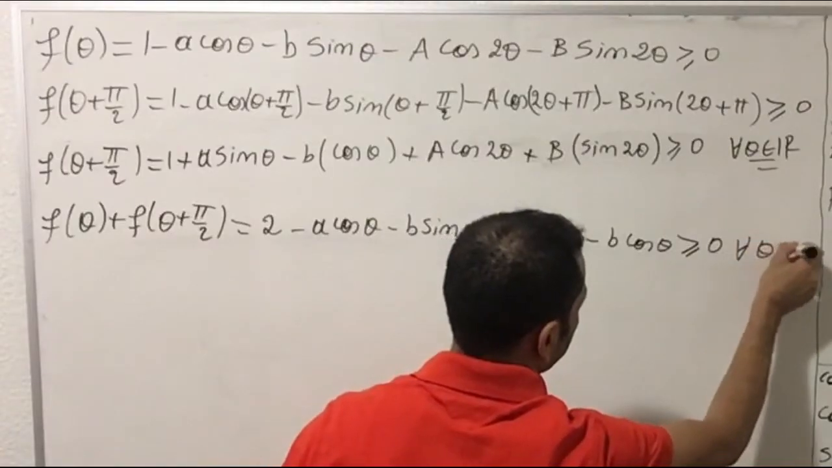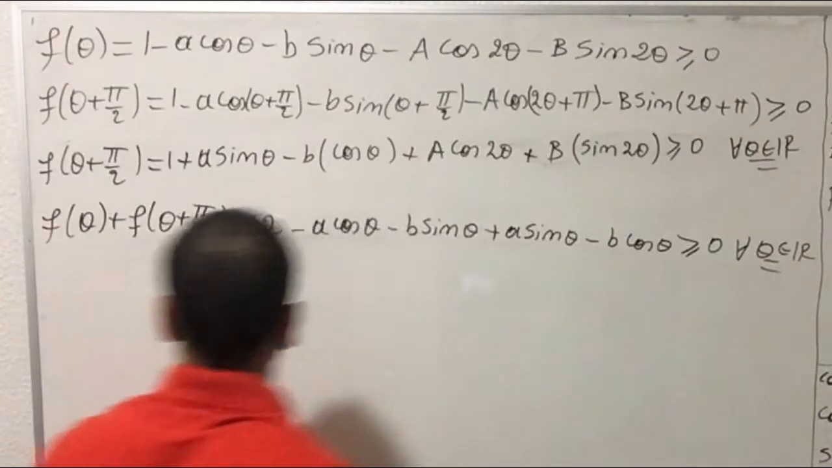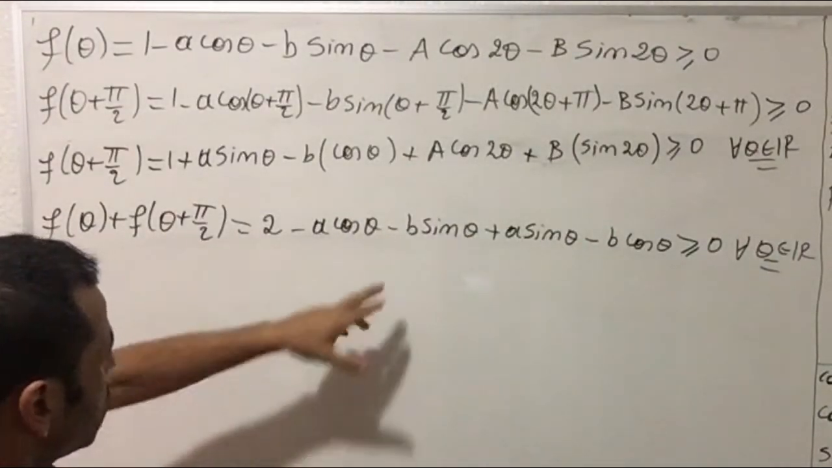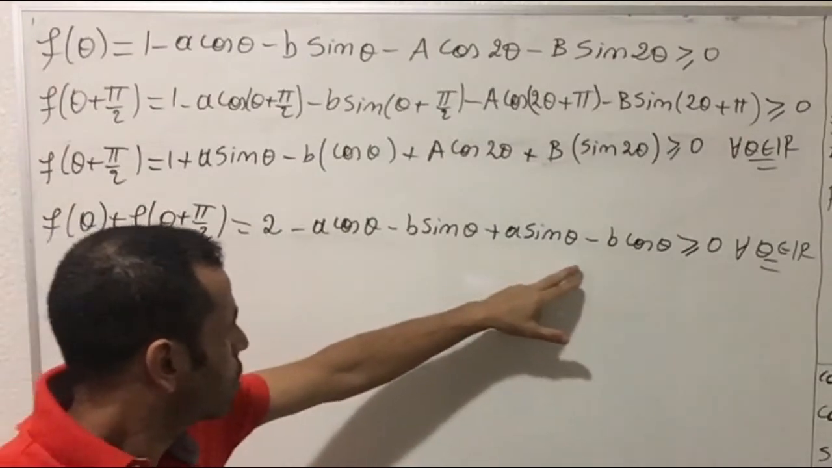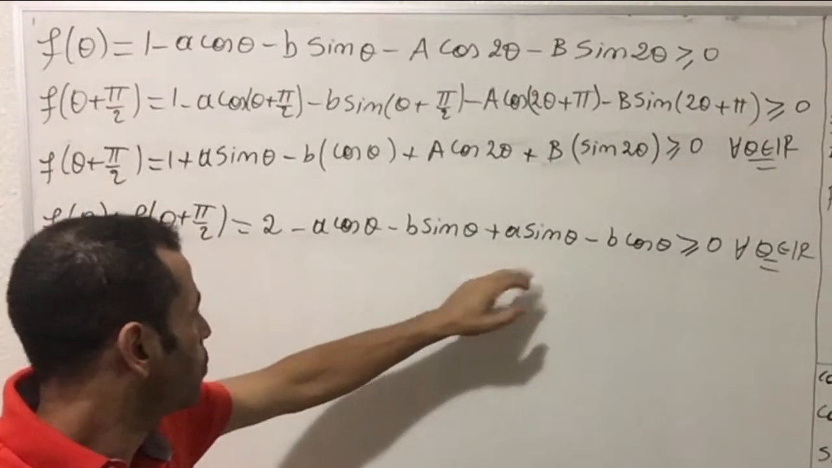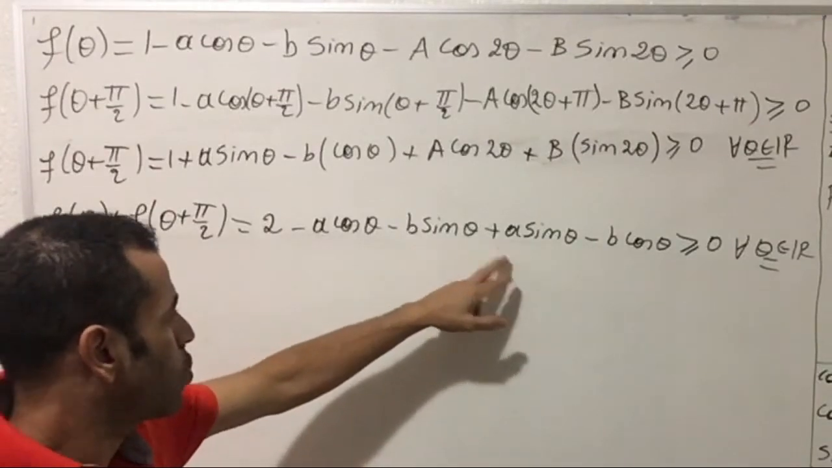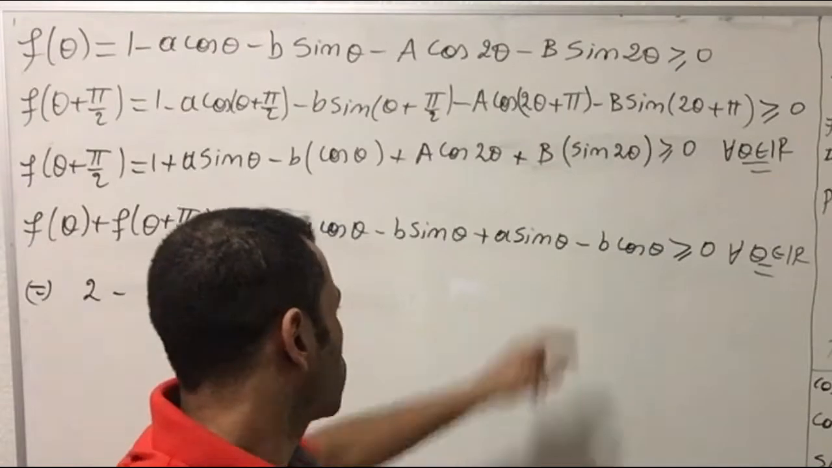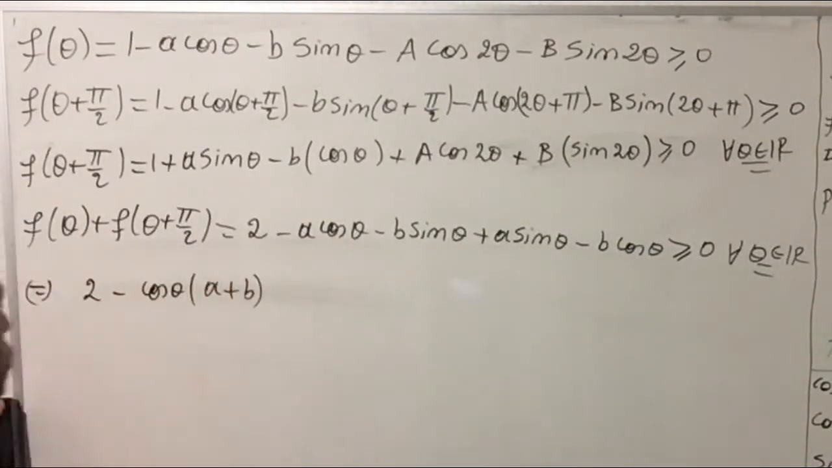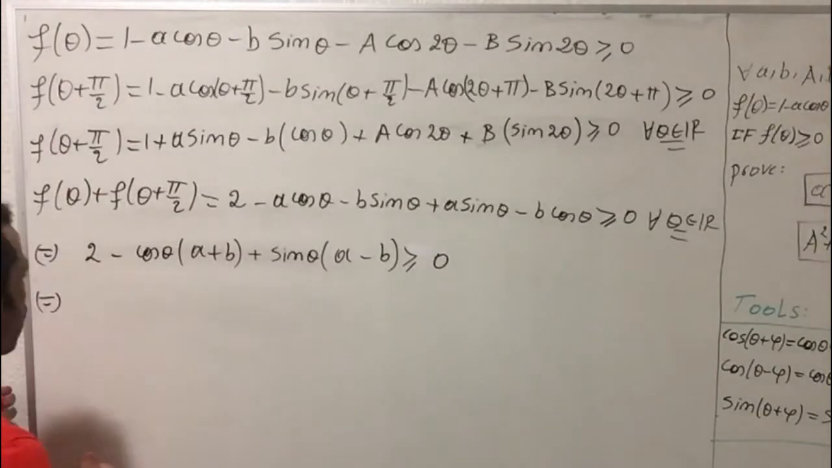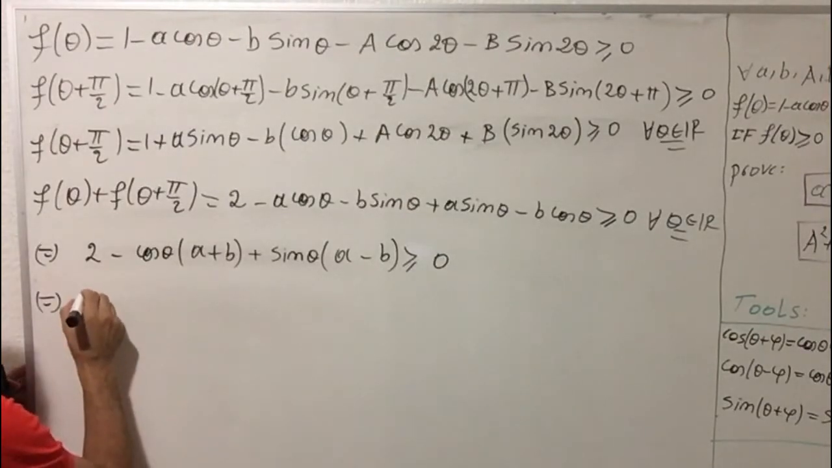Remember theta, okay? So now I'm going to put the cosine theta as a common factor for the first term, and the sine theta will be the common factor for the second term. Okay. Now I'm going to rewrite this expression in this form.